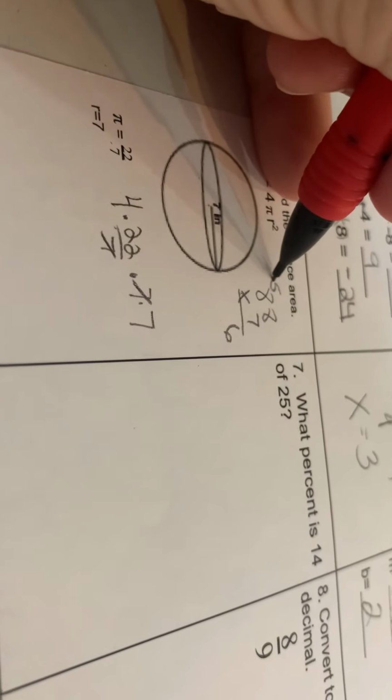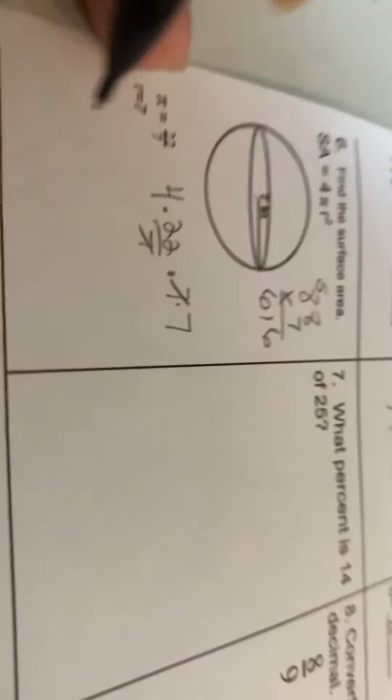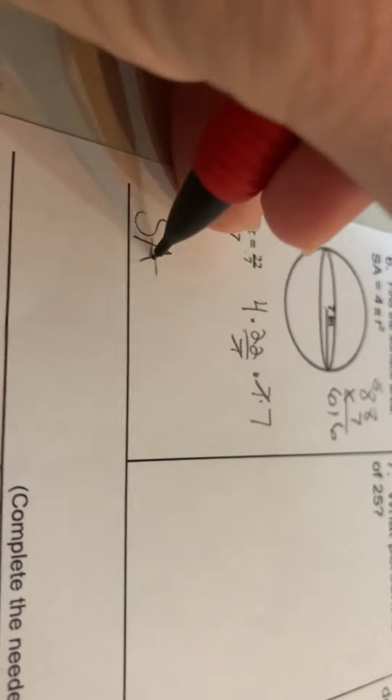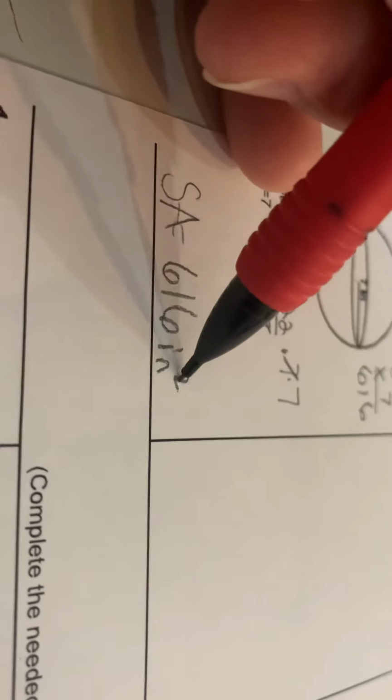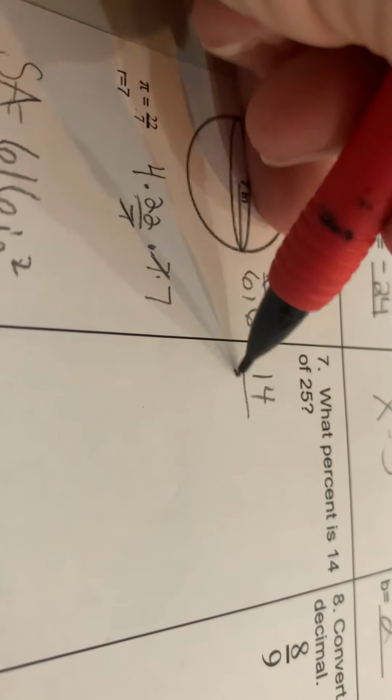8 times 7 is 56. Carry the 5. 56 plus 5 is 61. So the surface area of this particular sphere is 616 square inches, or inches squared. Area is always in square units. When you have a percent of a number, what is 14% of? You always do is over of.